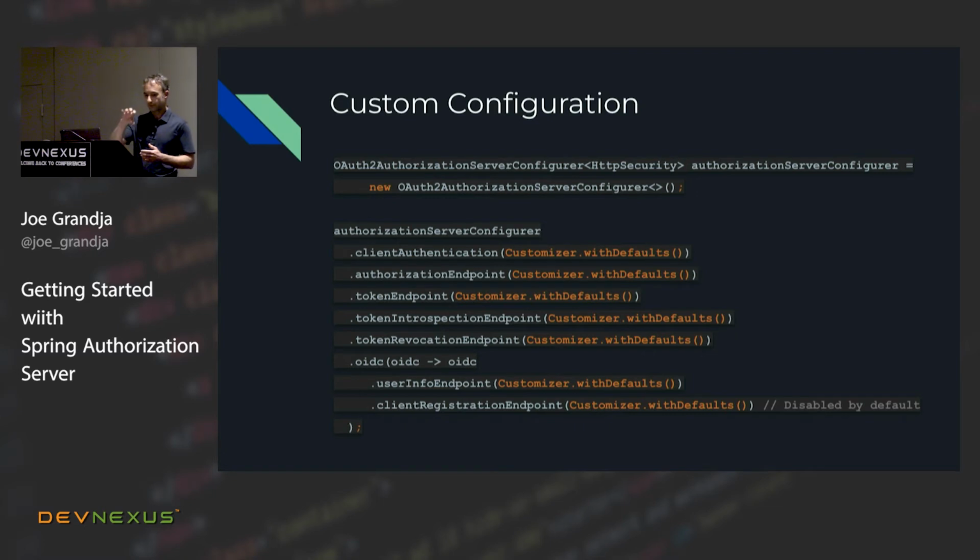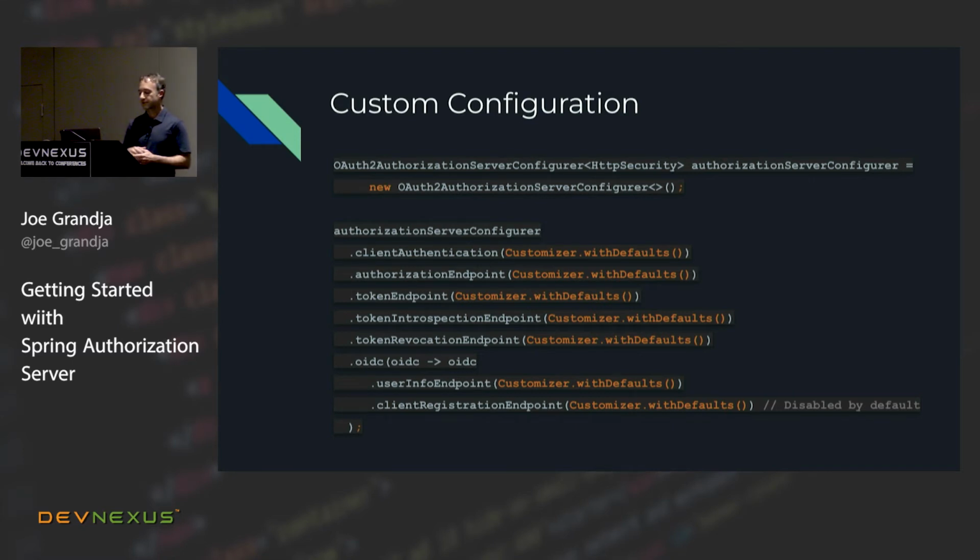And then we've grouped all the OpenID Connect specific protocol endpoints under OIDC. And here we have the user info endpoint. Typically, you're going to want to map a custom user info response. You might want to include some extra user information and so forth. This is where you would do that.